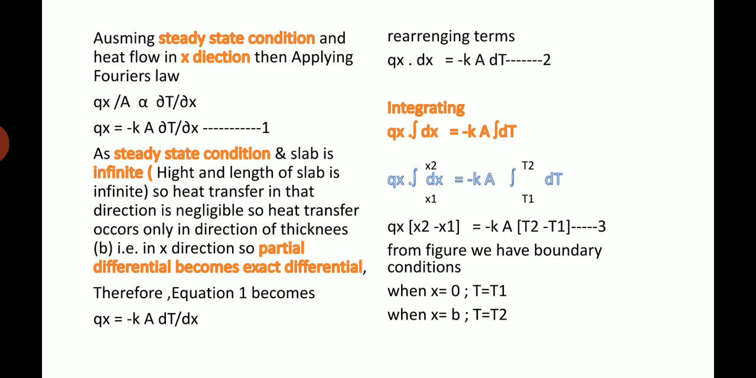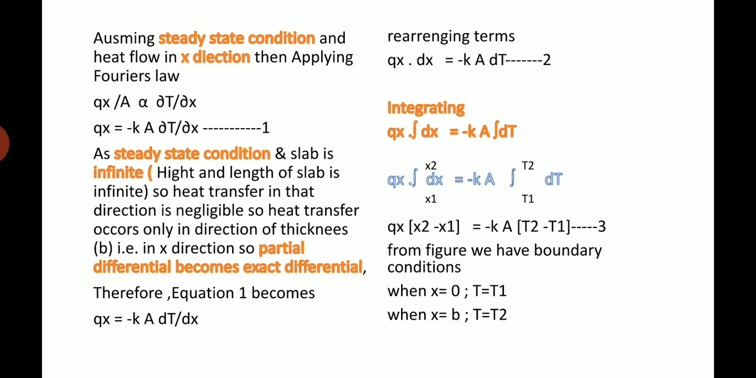Here we are assuming a steady state condition and the slab is infinite, that is, length and width are infinite. As length and width are infinite, heat transfer in those directions becomes negligible or zero. So heat transfer only occurs in the x direction, or in the direction of thickness. So the partial differentiation becomes exact differentiation. Equation number 1 becomes qx equals minus k A dT by dx. After rearranging the terms, we get qx dx equals minus k A dT.